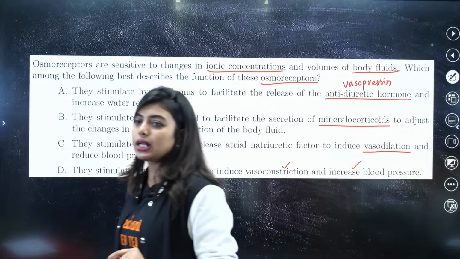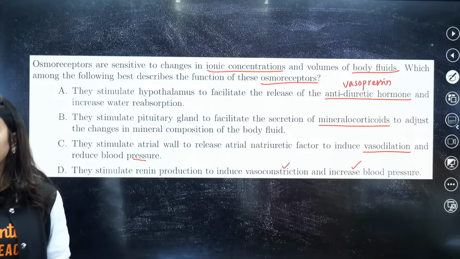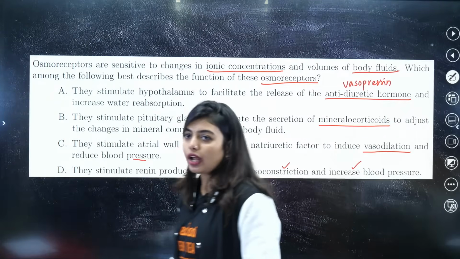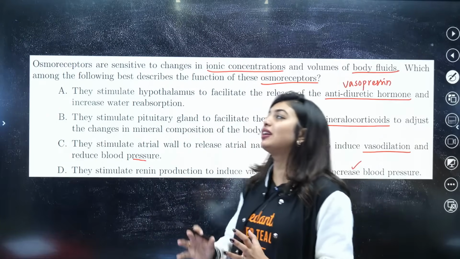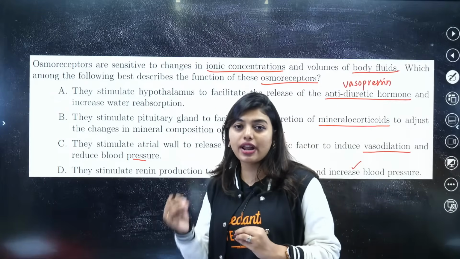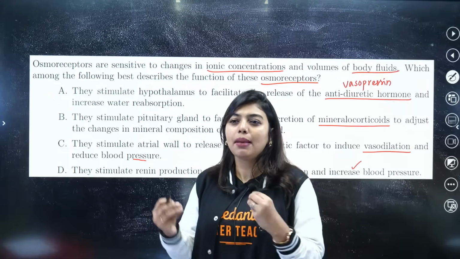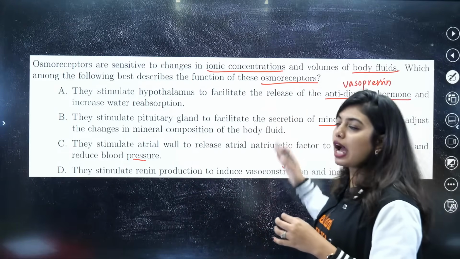What do you think is the answer? Yes, give it a try. What do you think would be the most correct answer? Those who have studied the chapter, those who know something about the renin RAS mechanism, ANF mechanism, ADH mechanism, maybe can give it a guess. So look here, osmoreceptors are sensitive to ionic concentration.